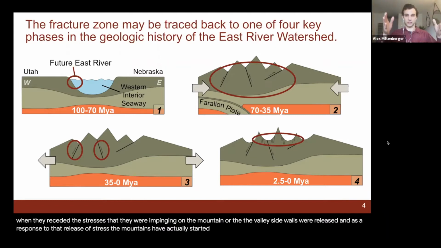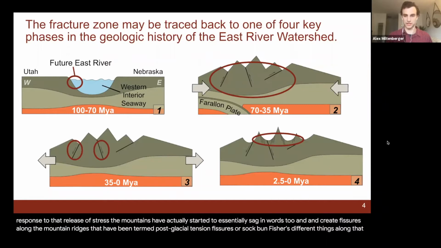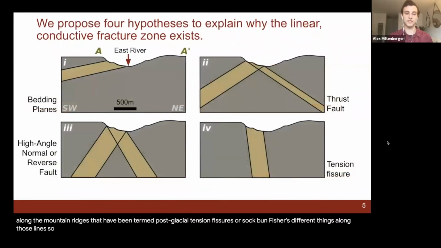mountains have actually started to essentially sag inwards and create fissures along the mountain ridges that have been termed post-glacial tension fissures or Sackung fissures, different things along those lines. So each of these four processes that I outlined create a different hypothesis that may explain what this linear conductive fracture zone was caused by.